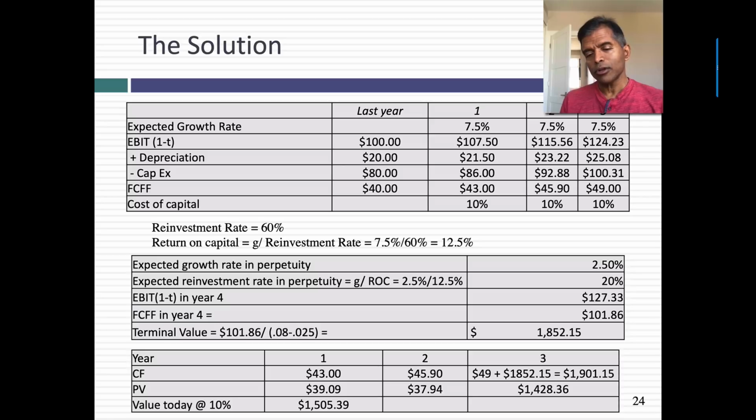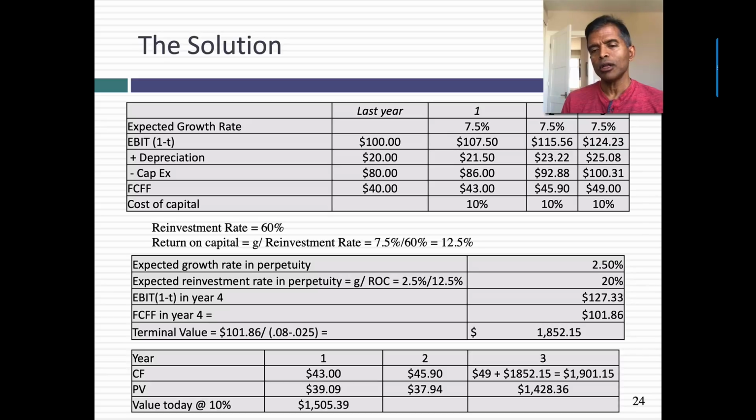With that free cash flow to the firm and putting in the new cost of capital, because now the cost of capital has dropped, I come up with the terminal value of 1852. Now in this problem you are done, but let's suppose the problem had asked you for what the value of the operating assets is today. Here's what you need to do.